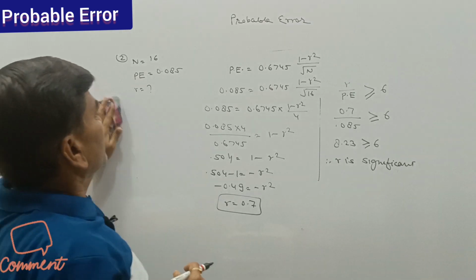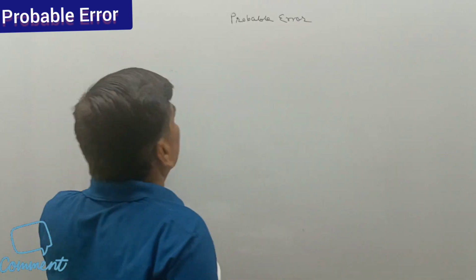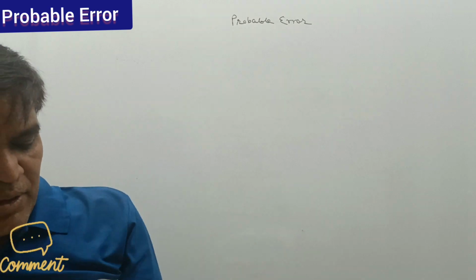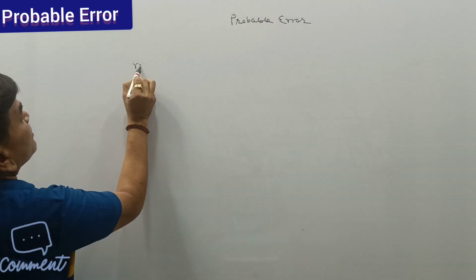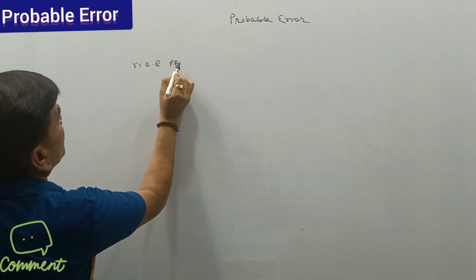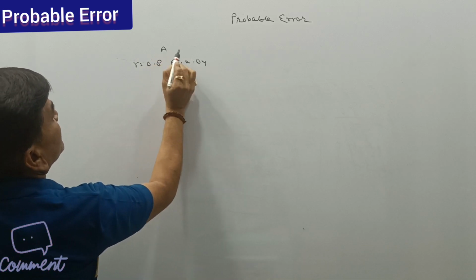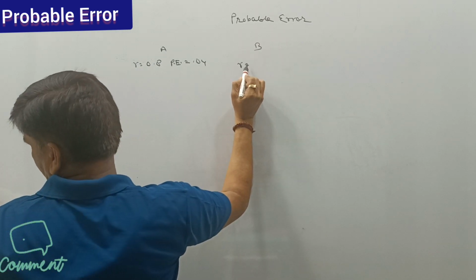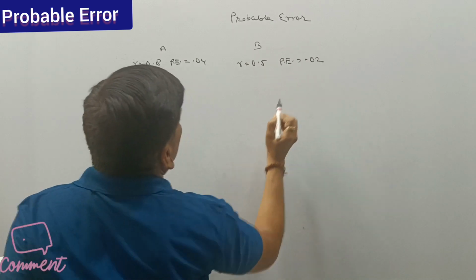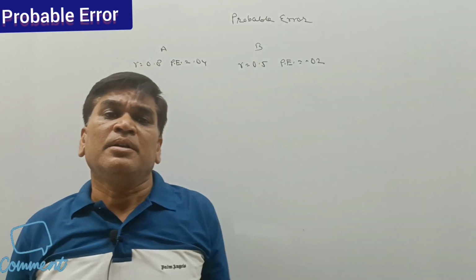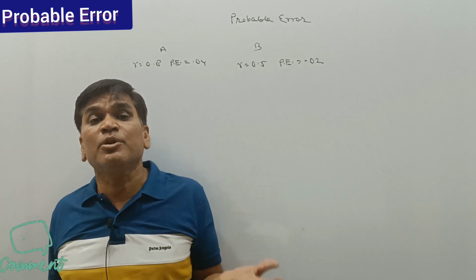Some more questions related to this chapter, probable error, because sometimes we get a small question related to probable error. So we should have a good command on this. One more type of question: in A series, r is given as 0.8 and the probable error PE is given as 0.04. In B series, the value of r is 0.5, and the probable error is 0.02. In this question they ask which has more significance. Both are significant, but which series has more significance.